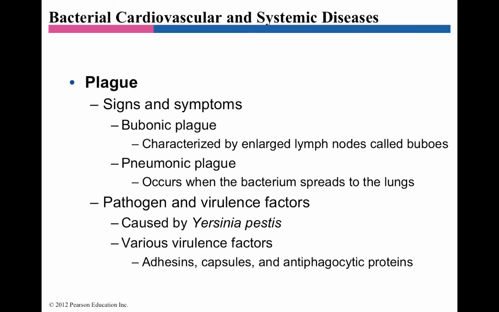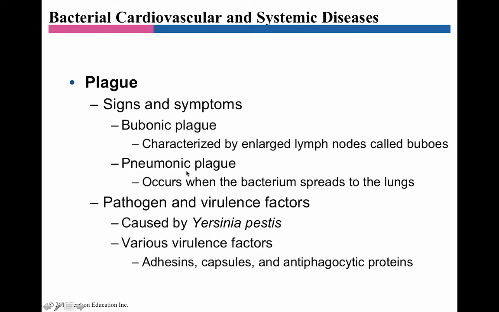Bacterial, cardiovascular, and systemic diseases. So let's go back to some of these bacterial type diseases. I showed you an example of a viral disease with Ebola. What about an example of a bacterial systemic disease? We've talked about this already, bubonic plague. Remember, this is characterized by enlarged lymph nodes in the armpit or groin called buboes. It is caused by this gram-negative rod, Yersinia pestis.